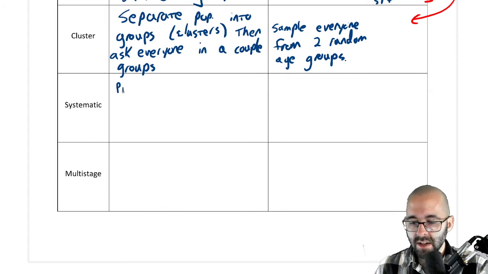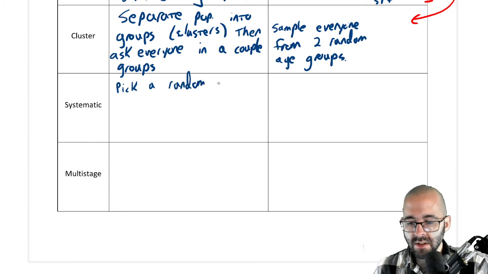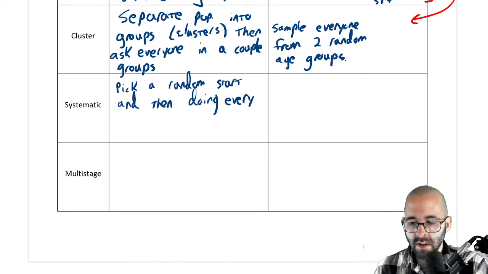All right, 2 more, systematic and multi-stage. Systematic is going to be essentially picking a random start and then doing every nth. So like every first, every second, etc. Every nth, depending on size.